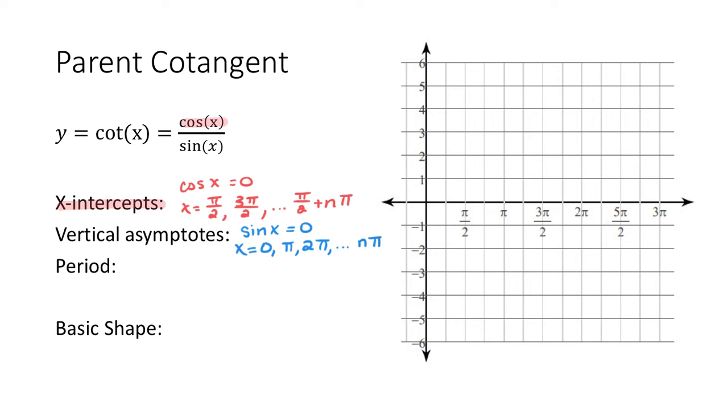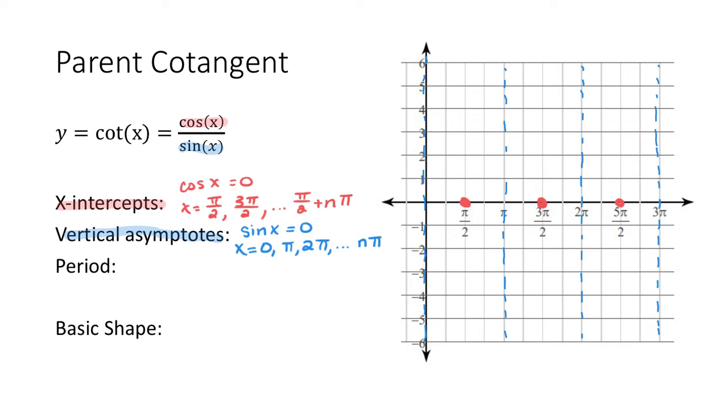My x-intercepts of cosine are at every half pi, so pi over 2, 3 pi over 2, 5 pi over 2, and so on. This is when cosine is 0, the numerator of cotangent. And the vertical asymptotes come from the denominator, which is sine, and this is going to happen when sine is 0. These are all the zeros: 0, pi, 2 pi, and 3 pi. And again, these do repeat, they go on forever.